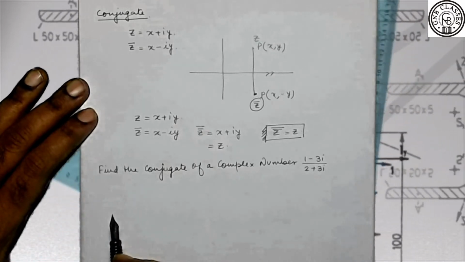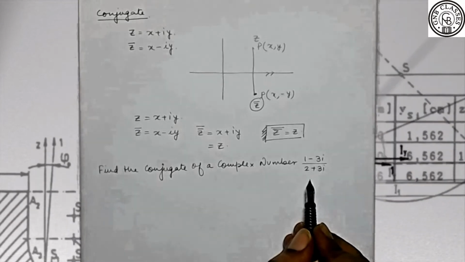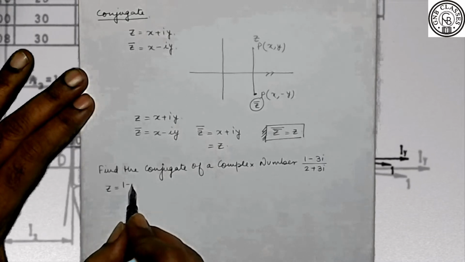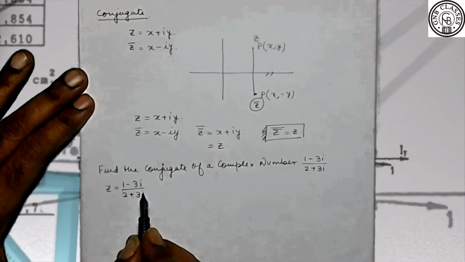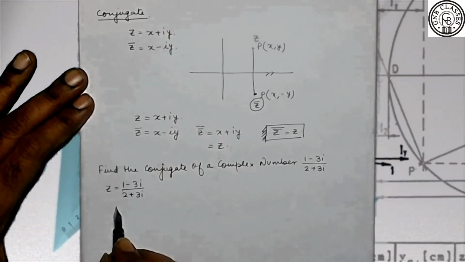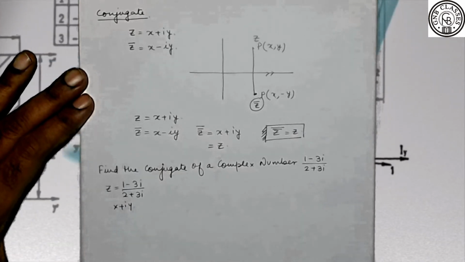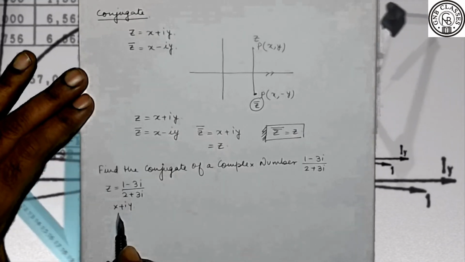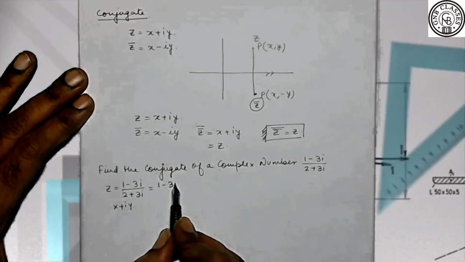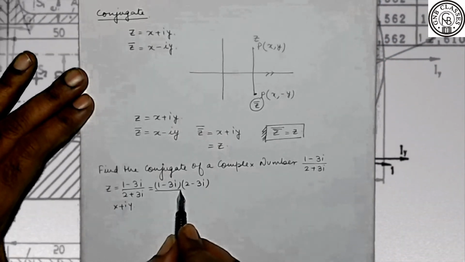Now let us do a problem on conjugate. Find the conjugate of the complex number (1 minus 3 iota) by (2 plus 3 iota). Let me denote this complex number by z. We will always try to convert any complex number into the form of x plus iota y. Every time. So we will try to convert this complex number z into the form of x plus iota y. So for that, I am multiplying numerator and denominator with the conjugate of the complex number which is in the denominator.